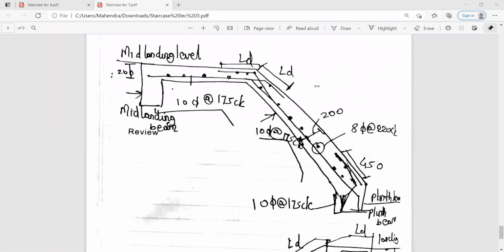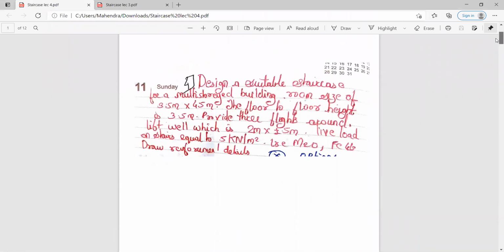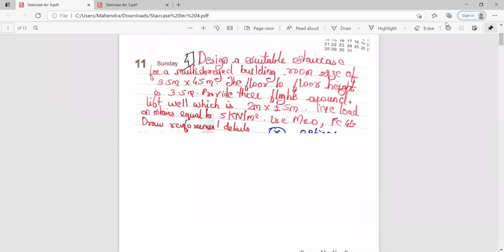Okay, so proceeding with the next sum, I will share this entire PDF with you. Practice this sum, because unless and until you practice, you will not be able to do these sums in the exams. Okay, this is the last sum for the staircase.